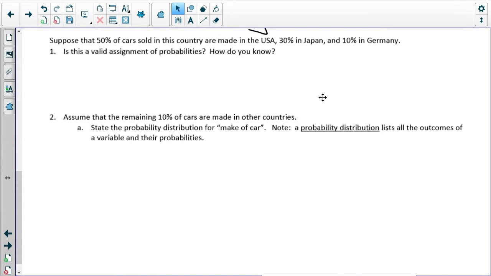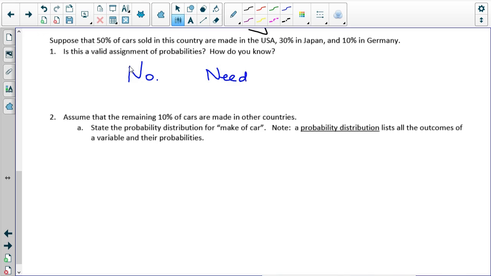Suppose that 50% of the cars sold in the United States are made in the United States, 30% are made in Japan, and 10% are made in Germany. We know that this is not a valid assignment of probabilities. So far it's okay, but we don't know anything about the other 10%. We need 100% when we add it up. Because it doesn't have all 100% of the cars, it doesn't work out.